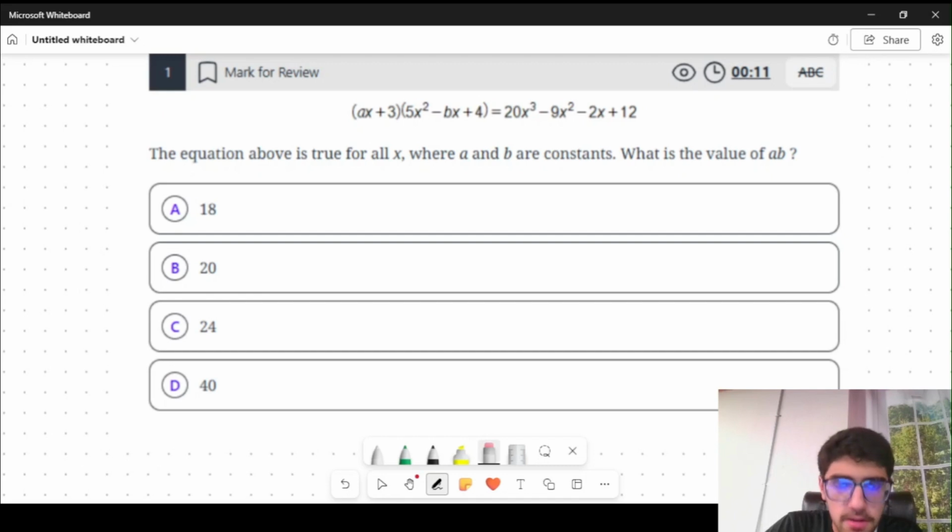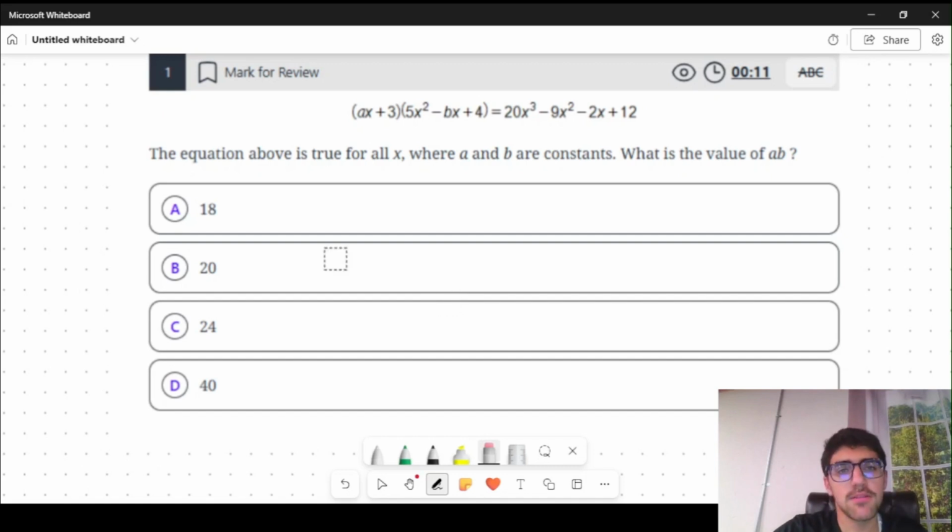Okay. So for the final hard question, it gives us a long expression. It tells us that the equation above is true for all x, where a and b are constants. What is the value of a times b? So the expression is a constant times x plus 3, all of that multiplied by 5x squared minus a constant b times x plus 4, which is equal to 20x cubed minus 9x squared minus 2x plus 12.